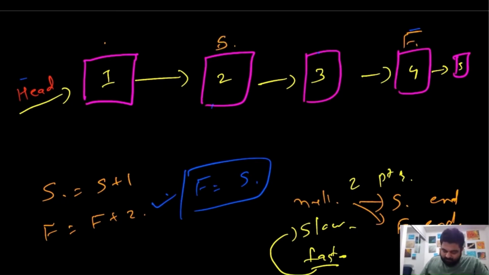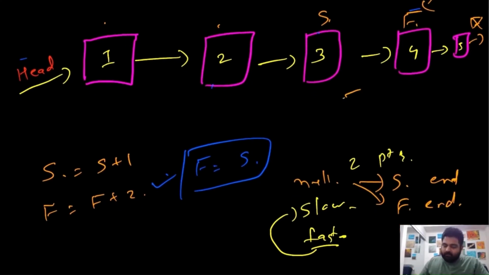Now let's make one more jump. In this case, slow would be here, but fast would have already crossed this portion, so fast would be somewhere over here. The node is null, which means we can immediately determine that because the fast pointer was at a null value, there does not exist a cycle in this case, and we will return false in this scenario.